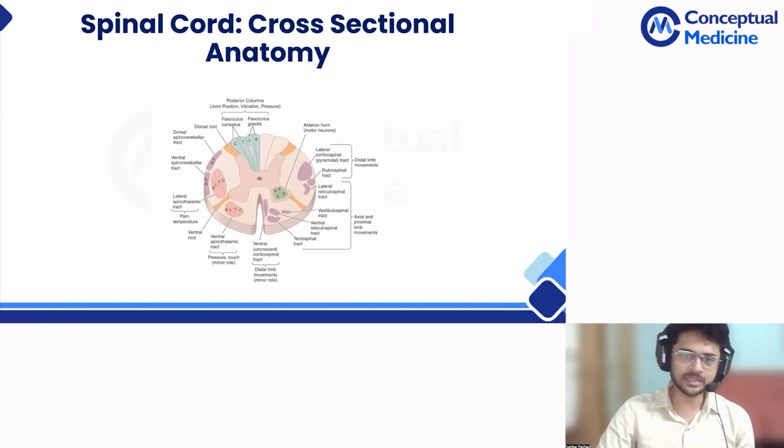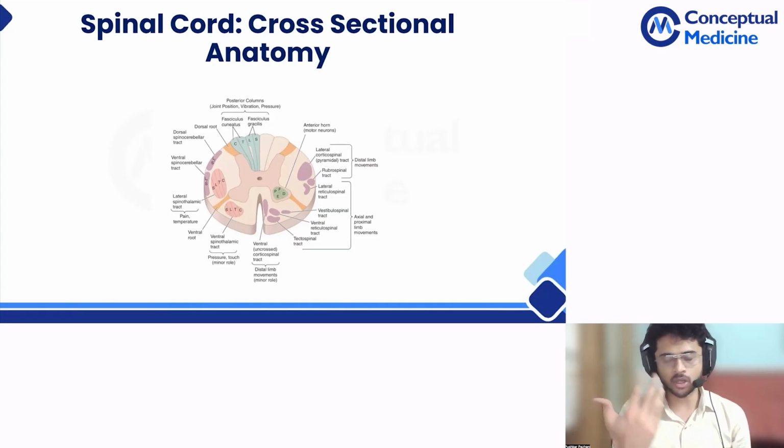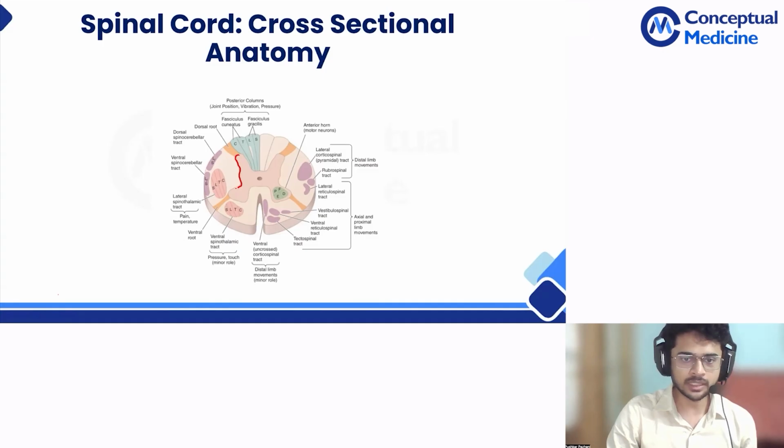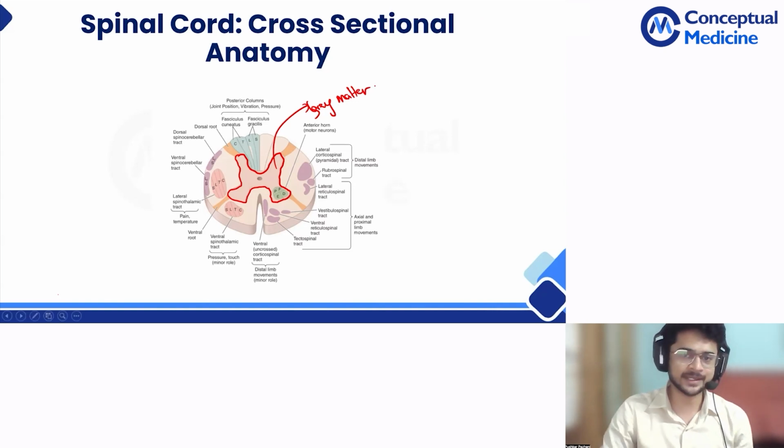The spinal cord, unlike the brain, has the gray matter inside and the white matter outside. So if you see in the cerebral or cerebellar cortex, the gray matter is outside, but the white matter is inside. Whereas in the spinal cord, it's exactly the opposite. You can see over here that the gray matter is a clover leaf like structure, and it's present centrally. And around this gray matter, you have the ascending and descending tracts.